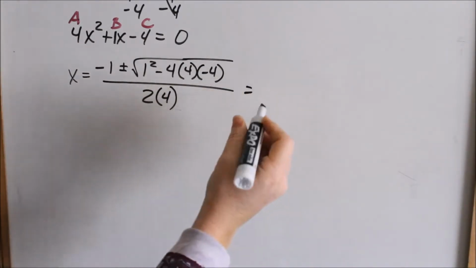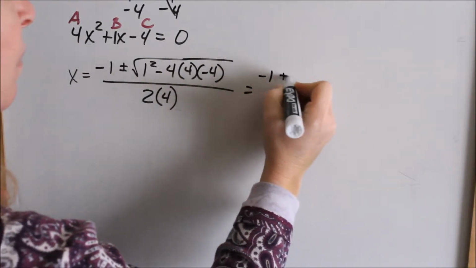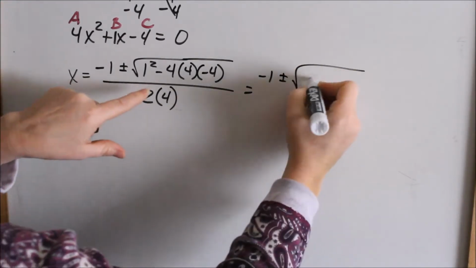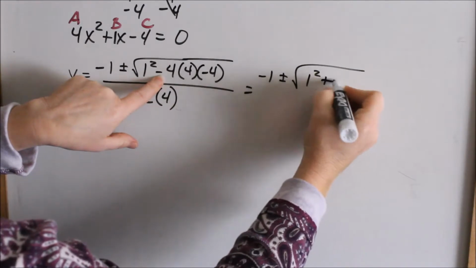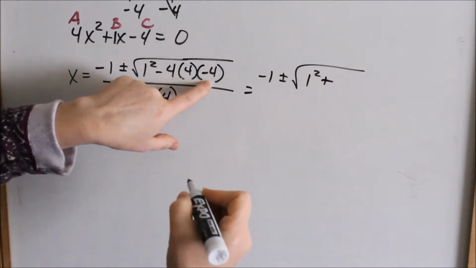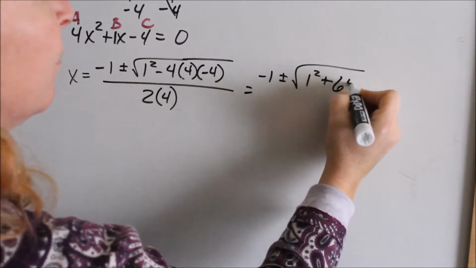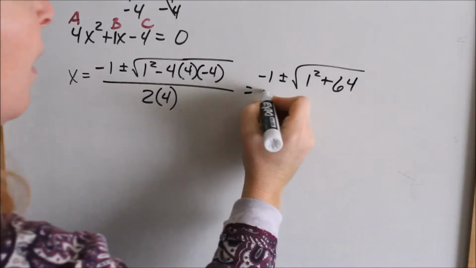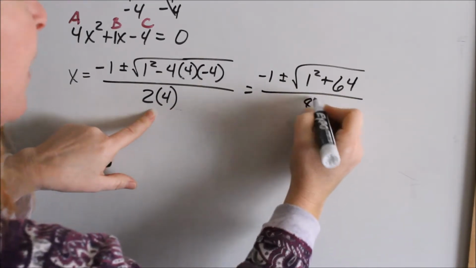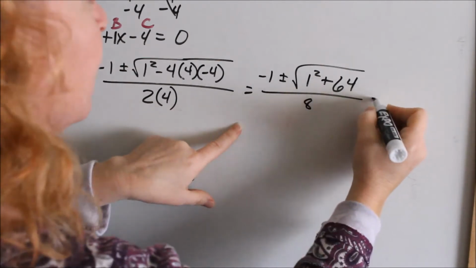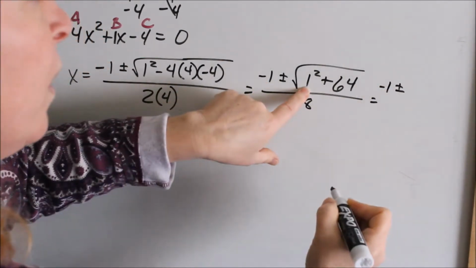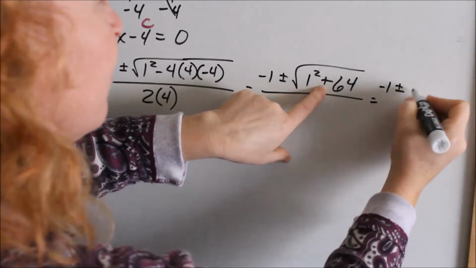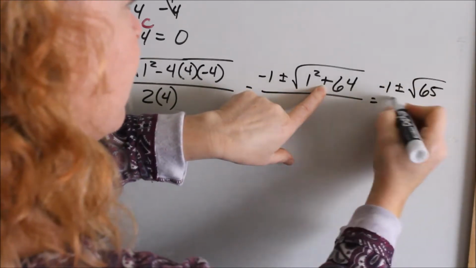So simplifying all of this, negative 1 plus or minus the square root of 1 squared minus a negative, which is going to end up becoming a positive, 4 times 4 times 4, 64. 4 cubed is 64. All over 2 times 4, which is 8. Okay? Simplifying this some more: negative 1 plus or minus 1 squared is just 1, plus 64 would be the square root of 65, all over 8.